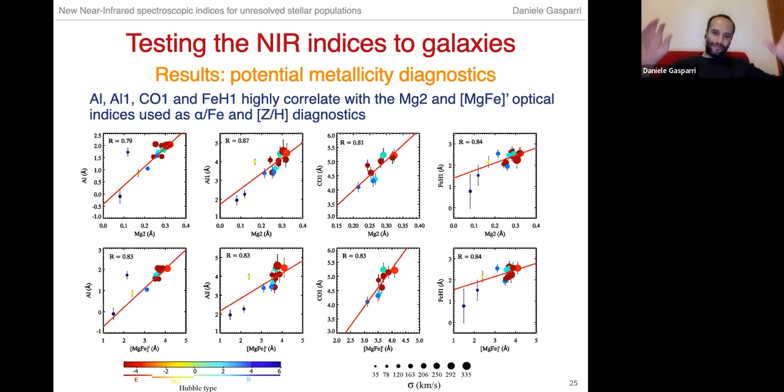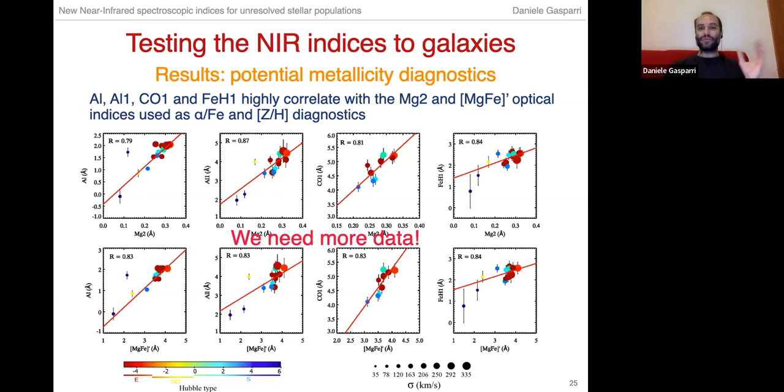Then we have a very small group of indices, mainly aluminum, carbon, CO indices, and FeH index, that do correlate with the Lick indices used as stellar population diagnostics. Do you remember the index-to-index diagrams? We used basically a magnesium index, an iron index, and a combination of magnesium and iron indices. So the idea is that if we have near-infrared indices that do correlate with these indices that are used in the optical part to constrain the properties of the stellar populations, we are confident that these new near-infrared indices can be very good potential metallicity indicators in the near-infrared.